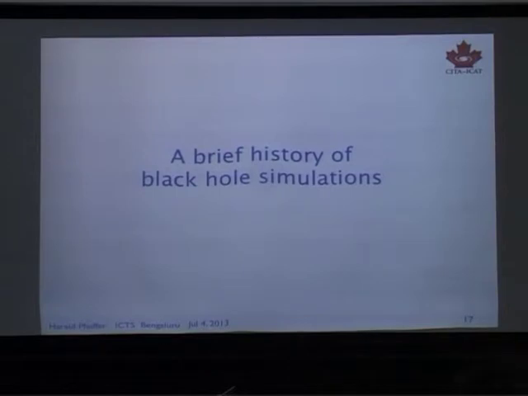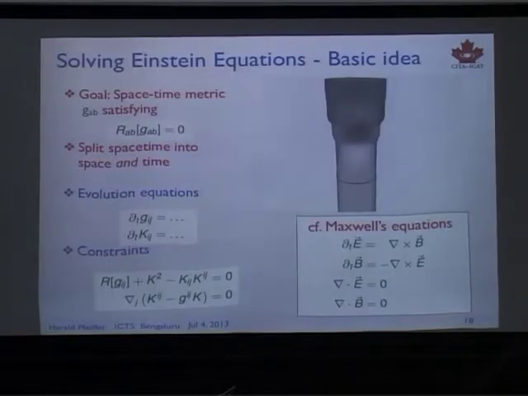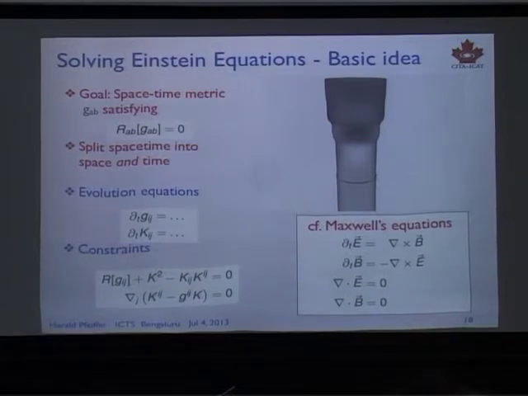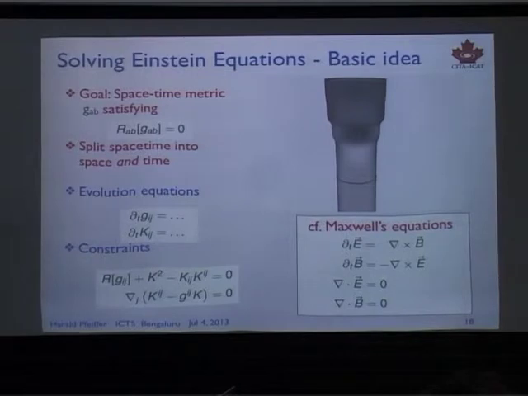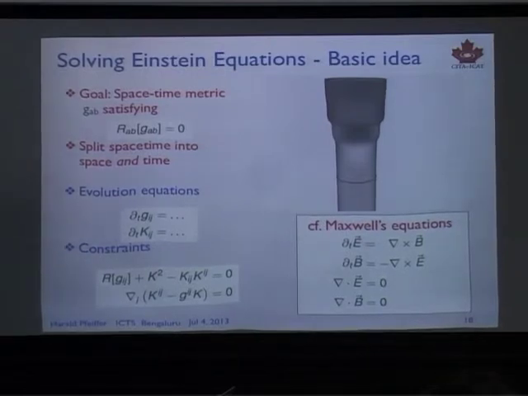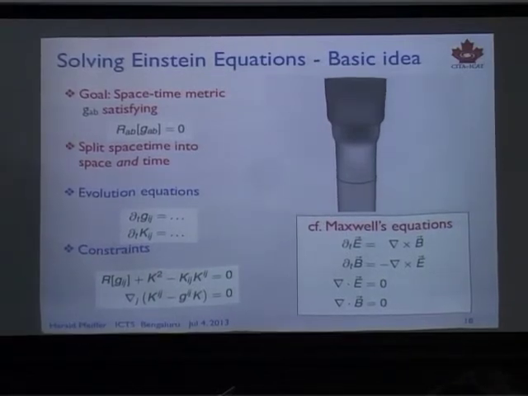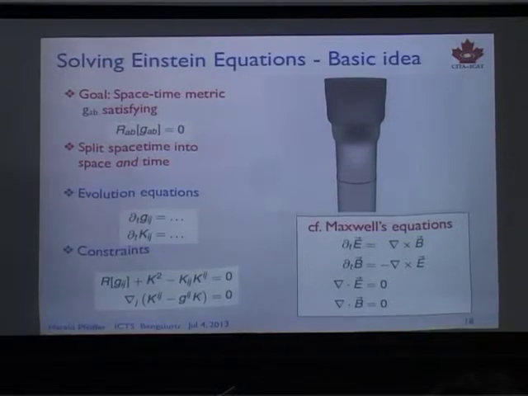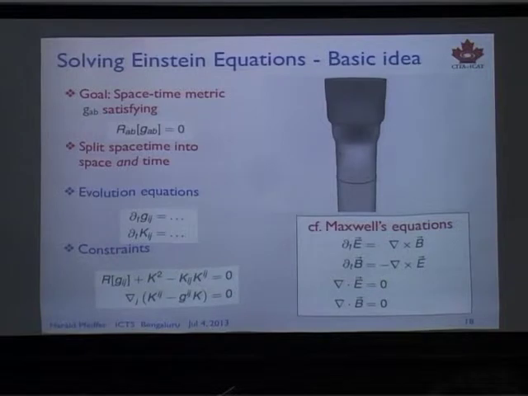Okay, so how does one go about numerical simulations? The basic idea has been known for more than half a century. So the goal here is to find a space-time metric g_ab that satisfies Einstein's equations, which in vacuum simply means the Ricci tensor must be 0.